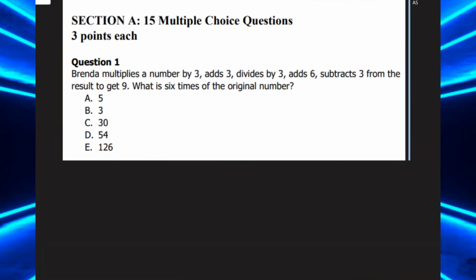This is question number 1 of section 1, which has 15 multiple choice questions. Each question is 3 points. This should not take more than 1 or 2 minutes for each question. All right, let's begin. Brenda multiplies a number by 3, then adds 3, then divides by 3, adds 6, and subtracts 6. So she's doing a series of mathematical operations. From these, she gets the result 9 at the end. What is 6 times the original number?